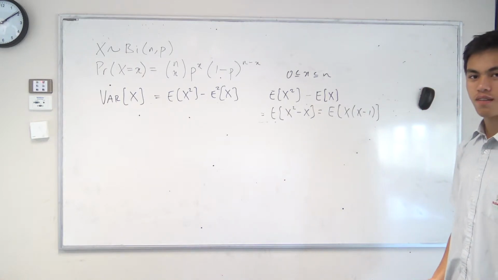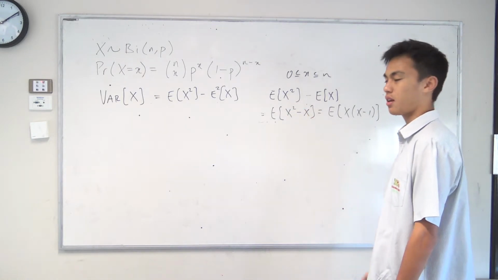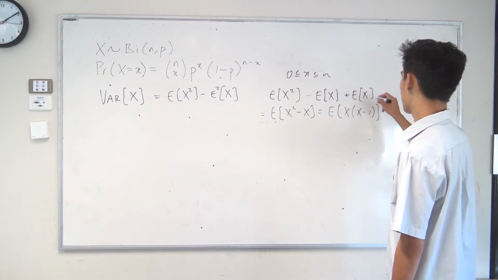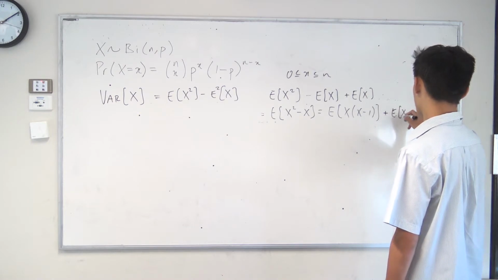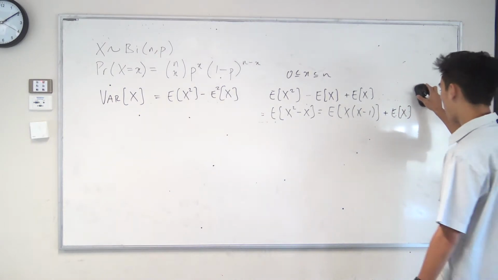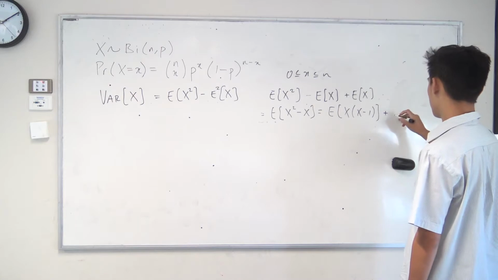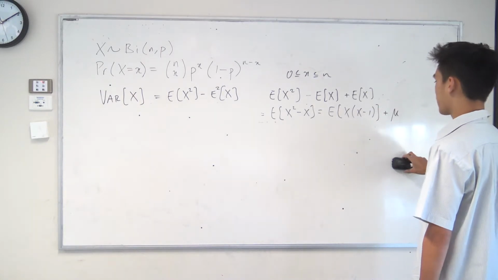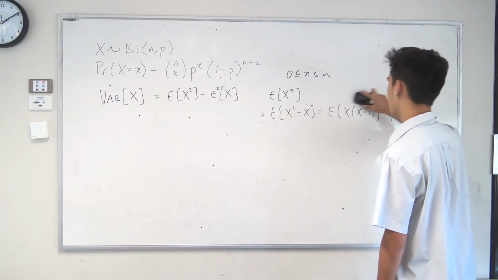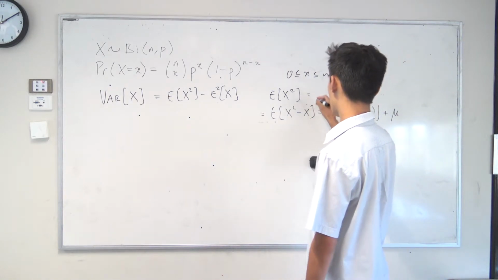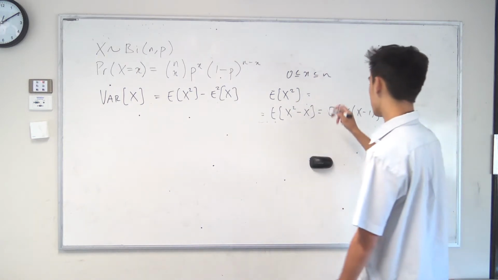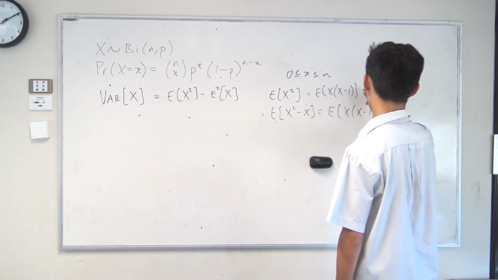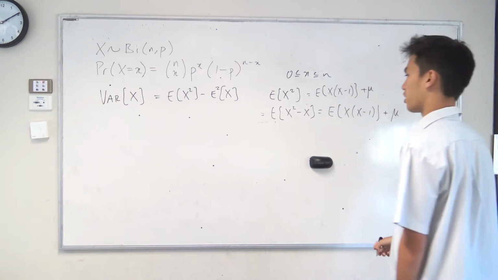But the thing is, this has an extra negative E of x, and we don't really want that. We only want E of x squared, so in order to compensate for that, we must add the expected value of x on both sides. And I'm actually going to write this expected value of x as just mu, to simplify things a little bit. So these two are going to cancel out, negative E plus E. And we just found an alternate expression for E of x squared. It's just going to be E of x times x minus 1 plus mu, like so.